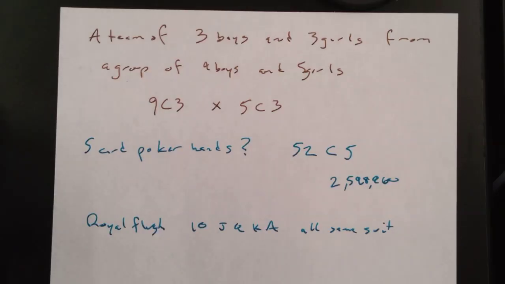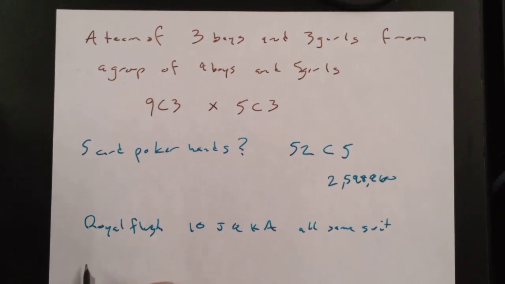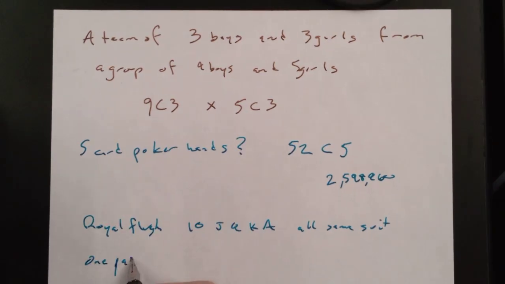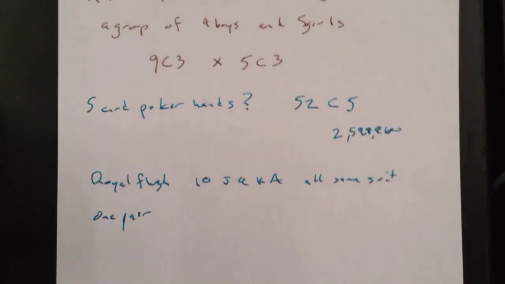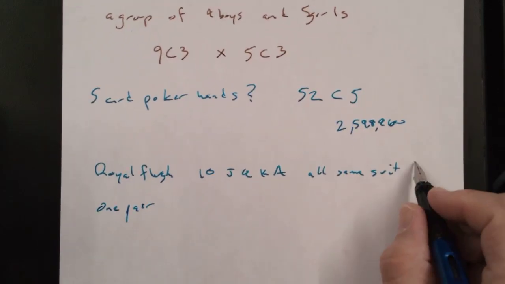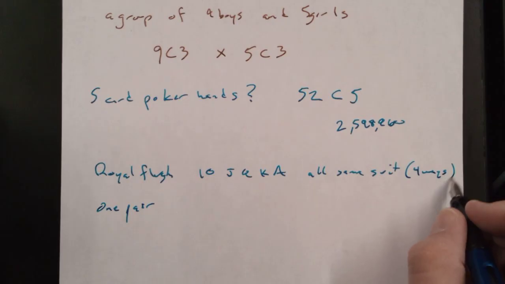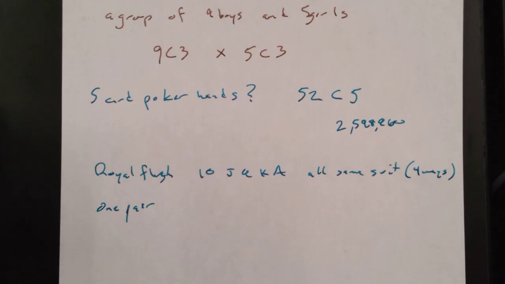The least valuable hand, other than nothing, is 1 pair. So here's a question, I'm going to write over here, 4 ways. How many ways are there to get a pair, and nothing better?